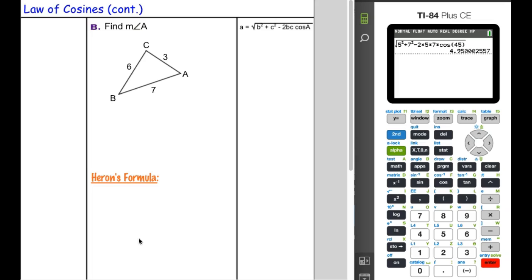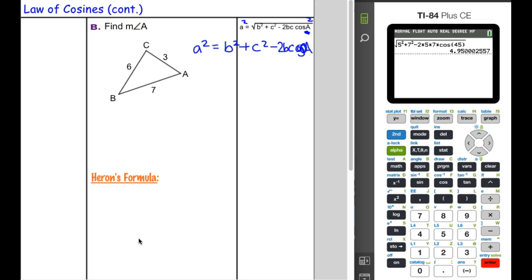Second problem, now we need to find the measure of angle A. Well, angle A is buried, so we need to unbury it. The first thing we are going to do is get rid of the square root. So we're going to square here, and square here. Now I've got A squared equals B squared plus C squared minus 2bc times the cosine of angle A. That's a little bit messy, but you get the picture.